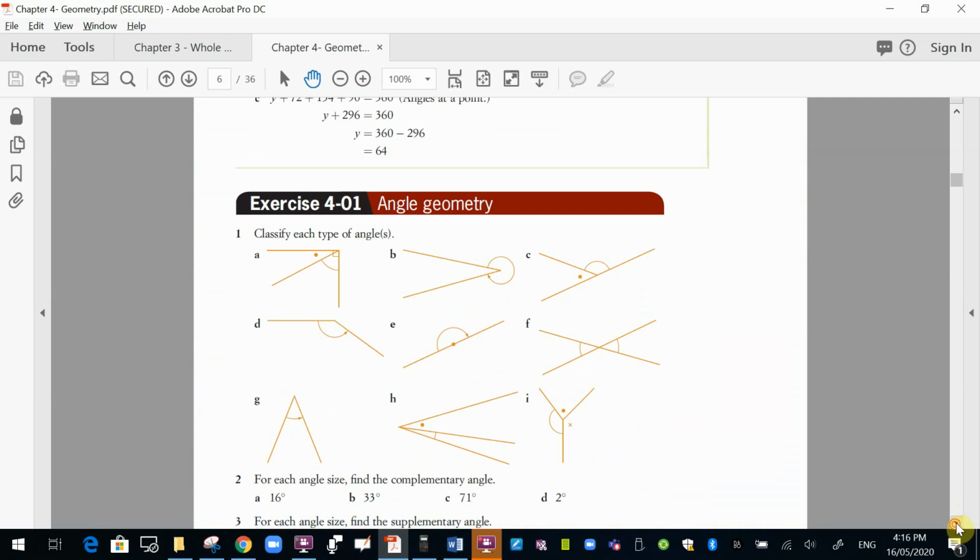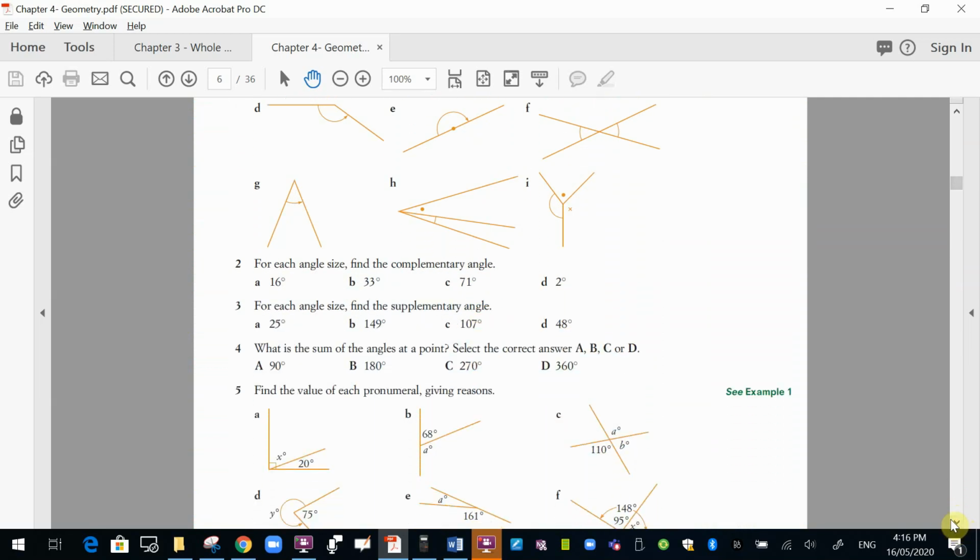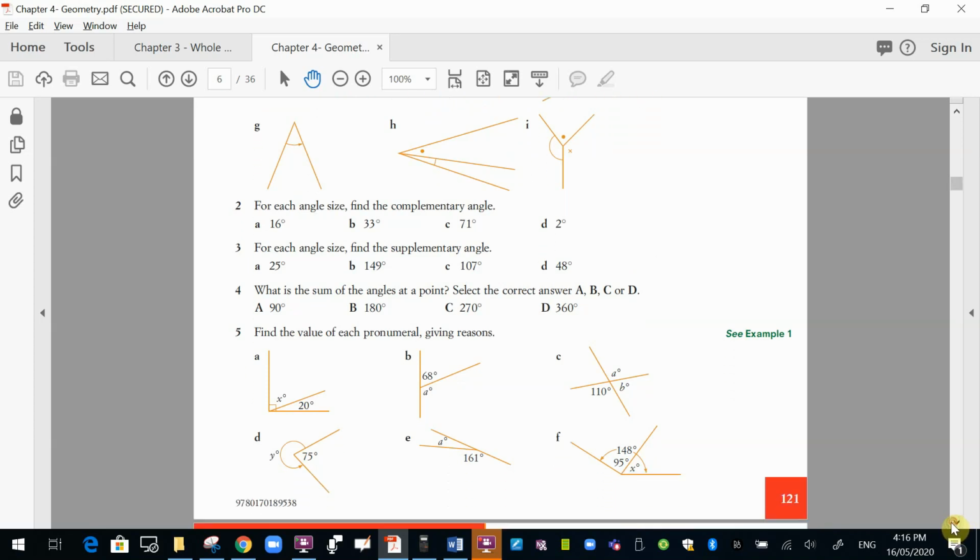Question 1, we're not going to do. Question 2, for each angle size, find the complementary angles. So complementary of 16, complementary of 33, so they must add up to 90. Supplementary, they must add up to 180. Question 4, pick the right letter. What is the sum of angles at a point? So we need the total, what the sum is.